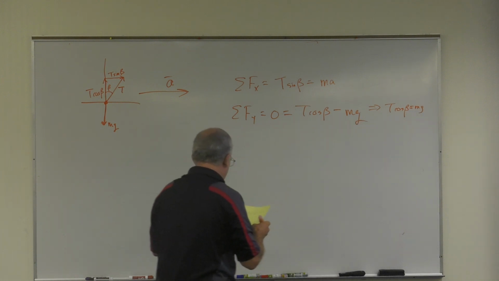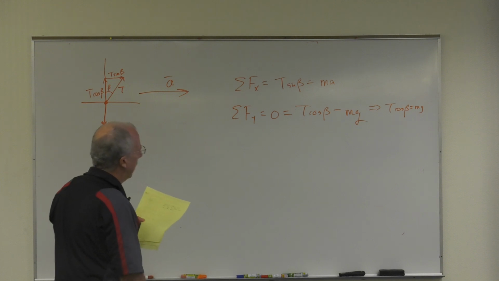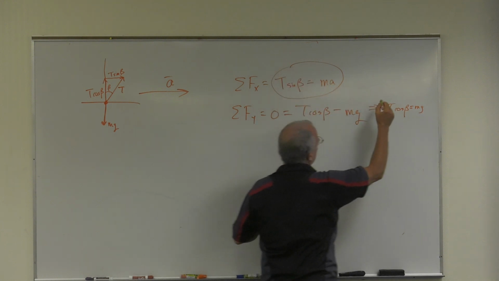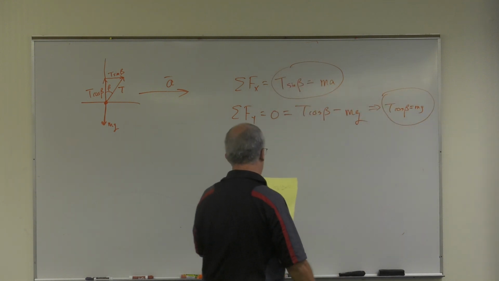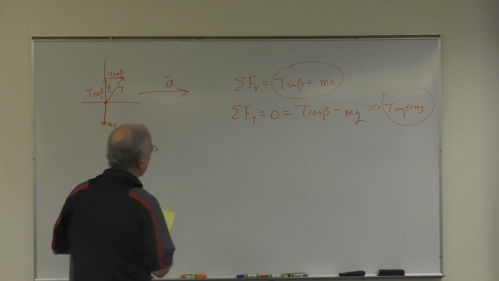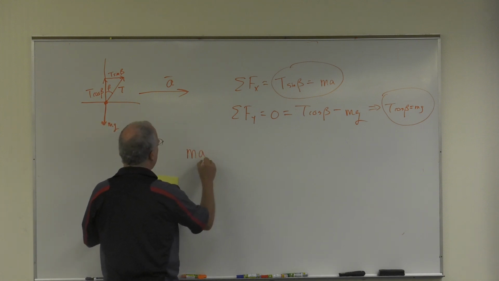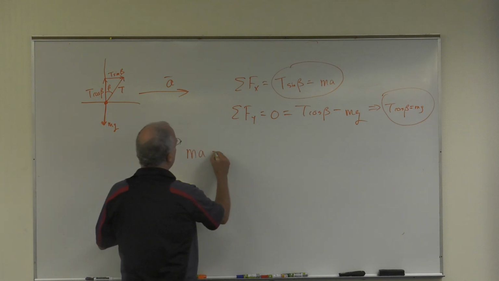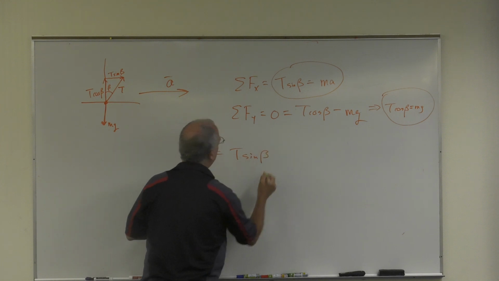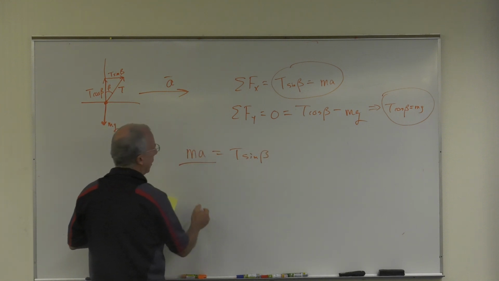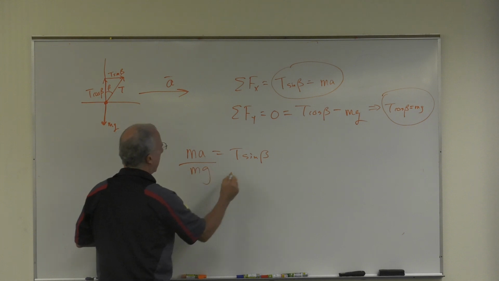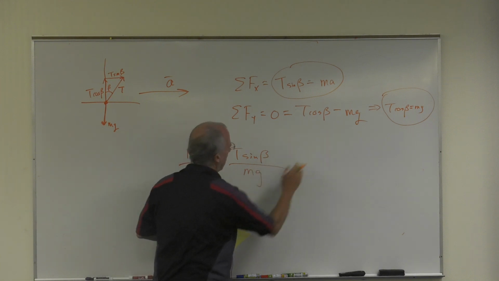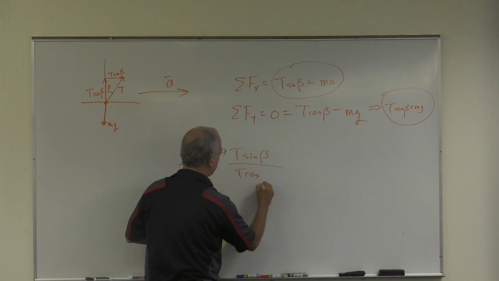Now we're trying to get a. You can solve it however you want to. I mean, look, you have 2 equations, 2 unknowns, right? So you do it however you feel comfortable, and that's totally fine. But I'll show you my way. So ma equals T sine beta. I'm going to divide this by mg, and I'm going to divide this by mg. But I'm not really going to, because mg equals T cos beta, right?